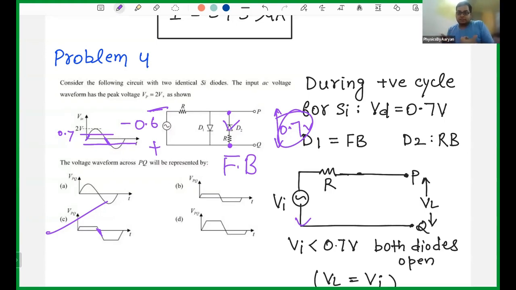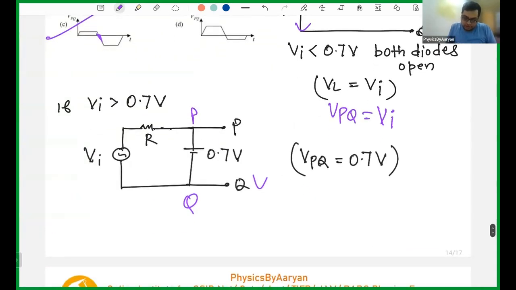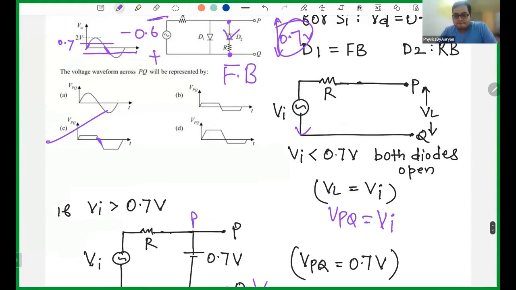But once they get forward biased, then this kind of thing will happen. Then we will have the battery here. Then what will be the output? The output will become constant, and that constant will be some fixed value. Okay. Any doubt, anyone? Okay.